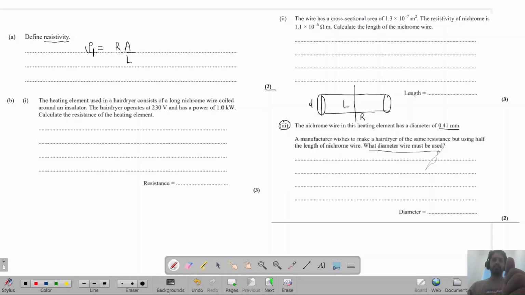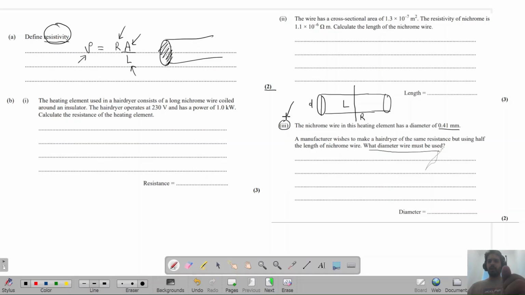In this equation, you can see this question has 2 points, so you have to mention what each symbol is representing. This first symbol, rho, is representing resistivity, R is resistance of the wire, A is cross-sectional area of the wire, and L is length of the wire. Cross-sectional area of the wire is this area right here. This is what we call cross-sectional area of the wire, and length is just length.